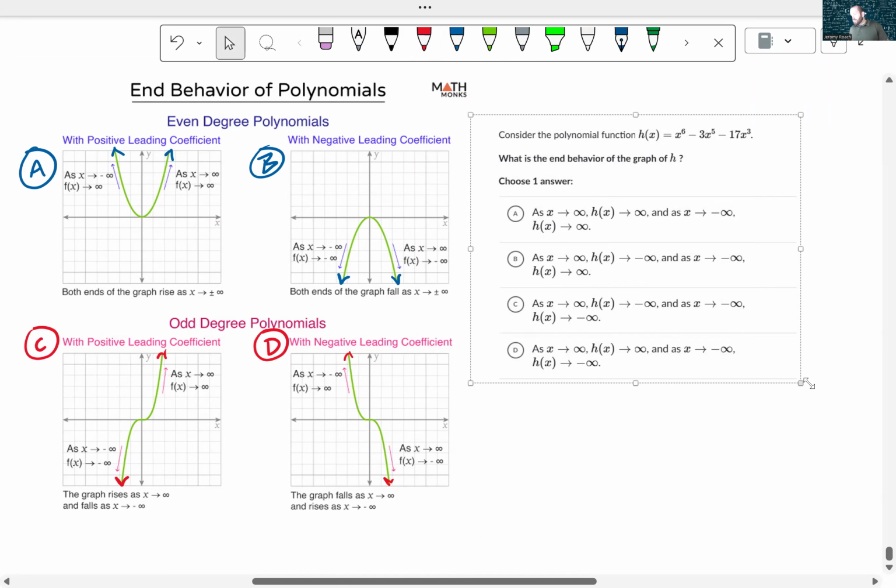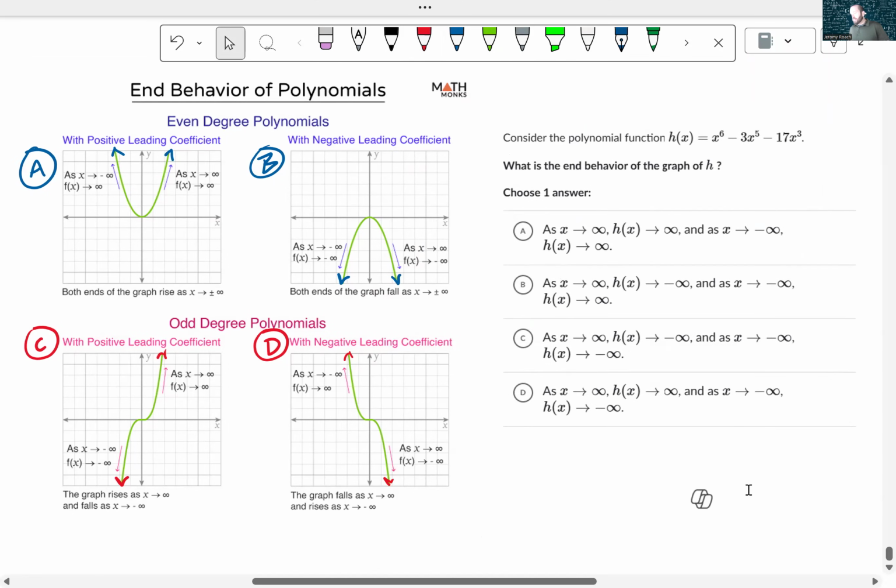It says, consider this polynomial function. We have x to the sixth minus 3x to the fifth minus 17x cubed. What's the end behavior of the graph? X to the sixth is our leading term, our leading coefficient is positive, and our degree is even. So for this one, we're going to look at graph A.